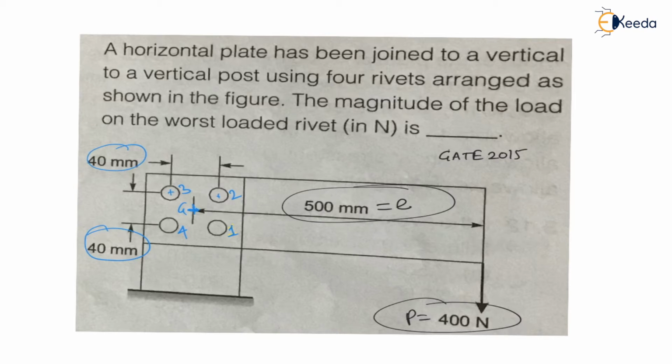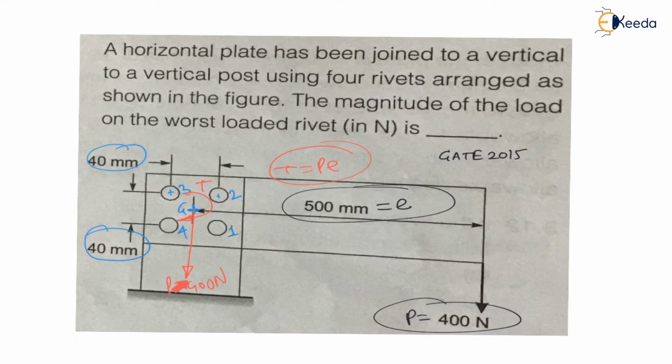Now, this applied load we can directly put at the centroid, but along with this force we have to put the moment created by this force, and this moment is created in clockwise direction, which is nothing but torque acting at G. Therefore, we can put this force P equal to 400 Newton as well as the torque created by this force, which is torque equal to P into E, right? This torque also we have to put.